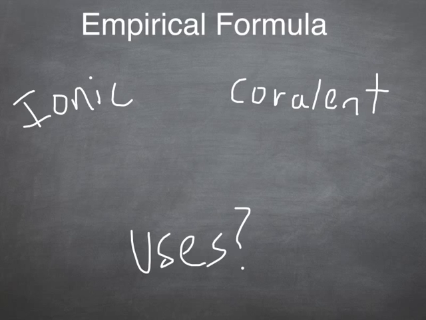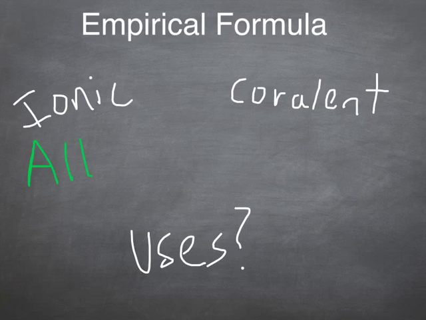Now, here's the cool thing about ionic substances. All ionic substances, every single one of them, are already empirical formulas. Sodium chloride, calcium carbonate, magnesium oxide, they are all already written in their lowest possible terms. Every single one of them. Covalent substances, some are and some aren't.